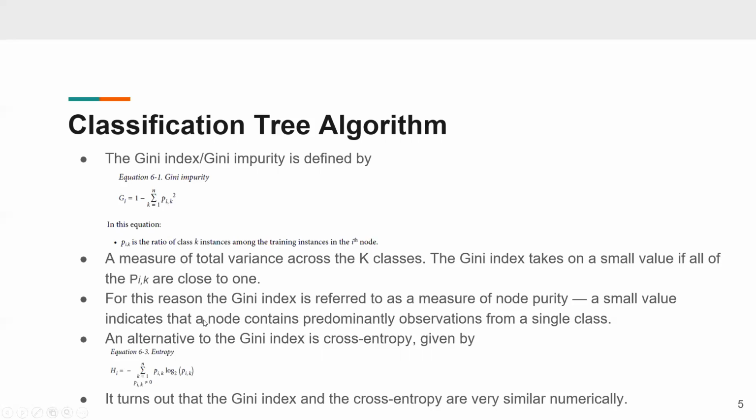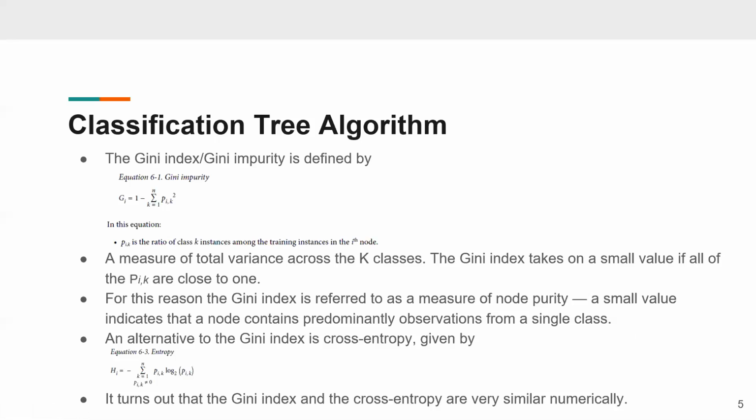For this reason, the Gini index is referred to as a measure of node purity. A small value indicates that a node contains predominantly observations from a single class. As I just mentioned, if p_i,k for a particular category k is close to 1, the rest of them would be close to 0, so that this G_i is close to 0. That's why a small value indicates that a node contains predominantly observations from a single class.